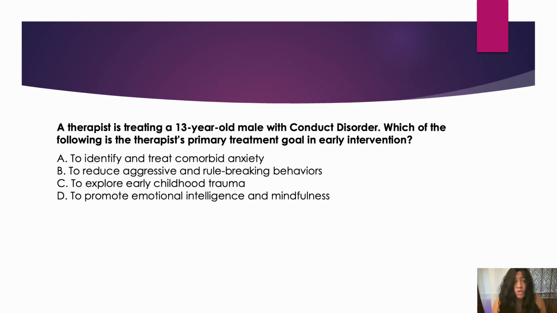D says to promote emotional intelligence and mindfulness. Now, I can't actually tell you it's wrong because of this or that. It just doesn't sound right. I'm just going to go out and say it. The only response that matches conduct disorder is B: reducing rule-breaking and aggressive behaviors. It's the only one that makes sense to me. So B is going to be the best answer.